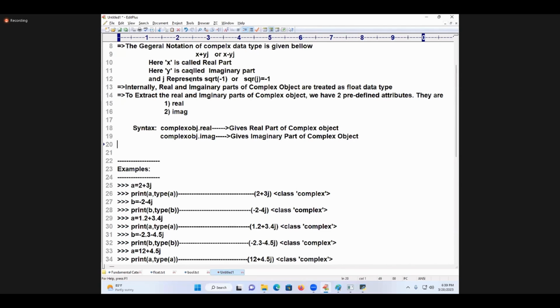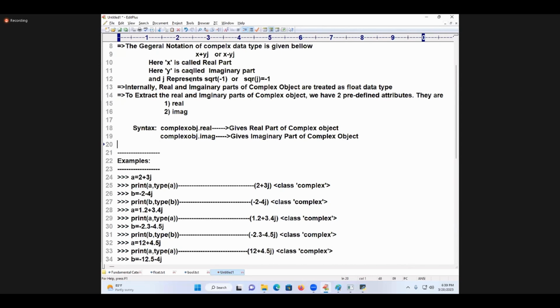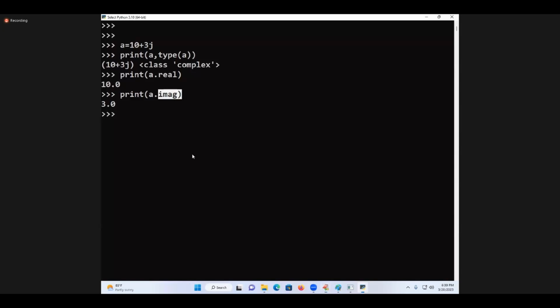Are you getting it? Now students, go to the example here. What is the example I already applied? See that 10, 10.0, 3, 3.0. Actually 10 and 3 are integer data, but they are internally treated as which type? Float. Good. b is equal to 2.5 plus 4.6j. Print of b comma type of b.